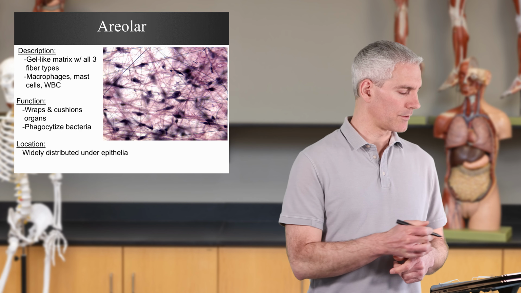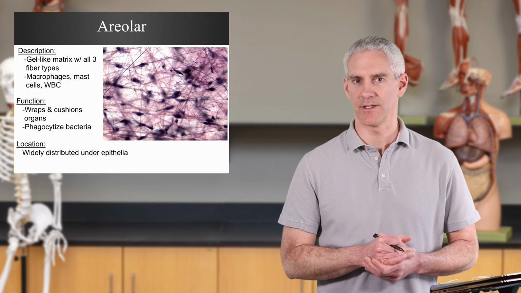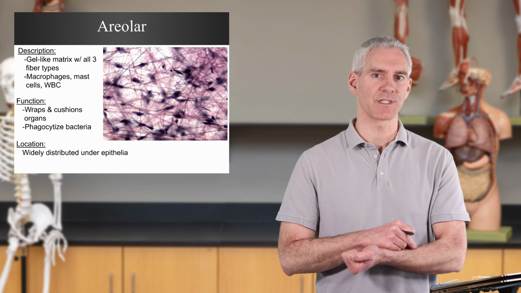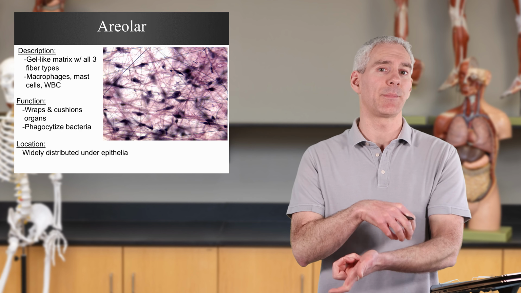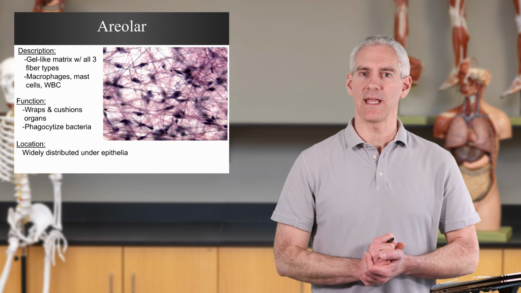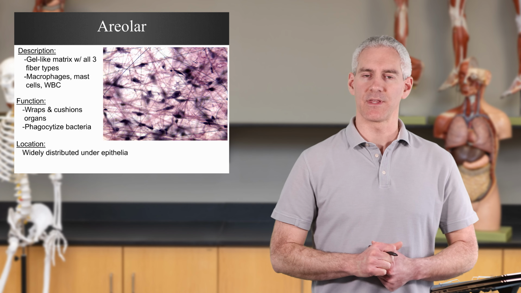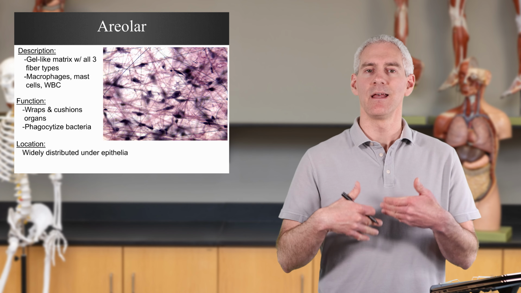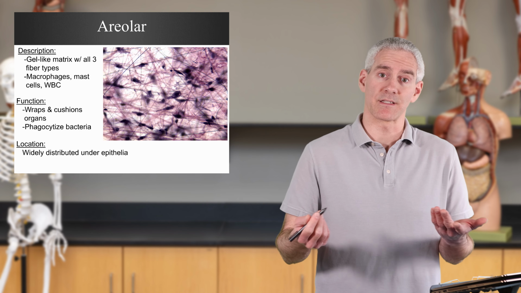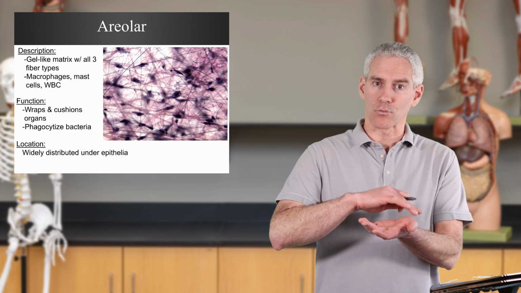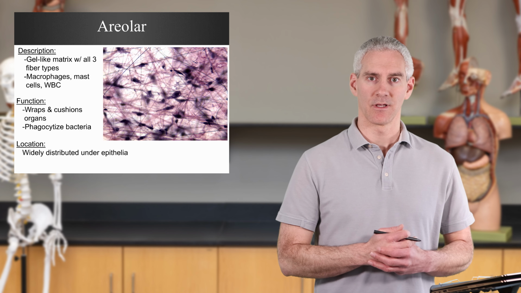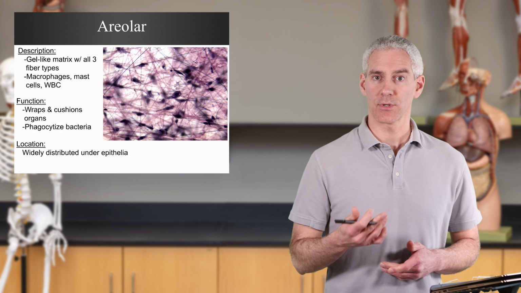The location for areolar, you can see here it says widely distributed under epithelia. Probably one of the easiest places to think of is in your skin, the dermis of your skin. So the top part you're touching, that's the epidermis. That's stratified squamous. But just below that, in the dermis will be areolar. It'll be supporting the epithelial tissue above it. It'll be providing nutrition and gases, so exchange, diffusion. Which gives the function wrap and cushion, makes sense. It can wrap around underneath the skin. It wraps around hollow organs. So this is your areolar connective tissue found in the actual connective tissue proper.